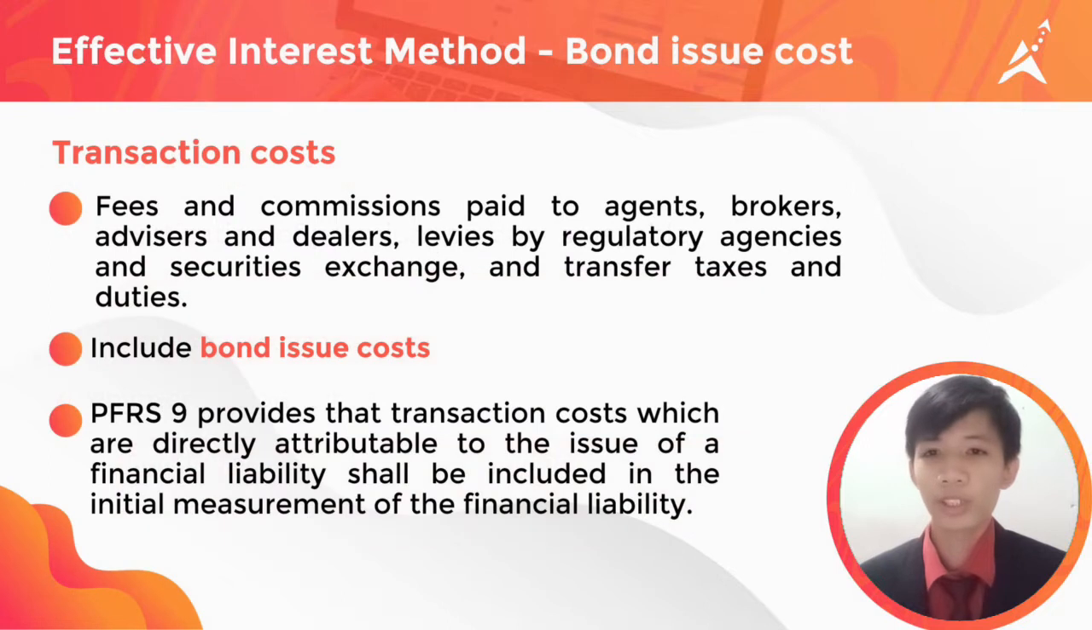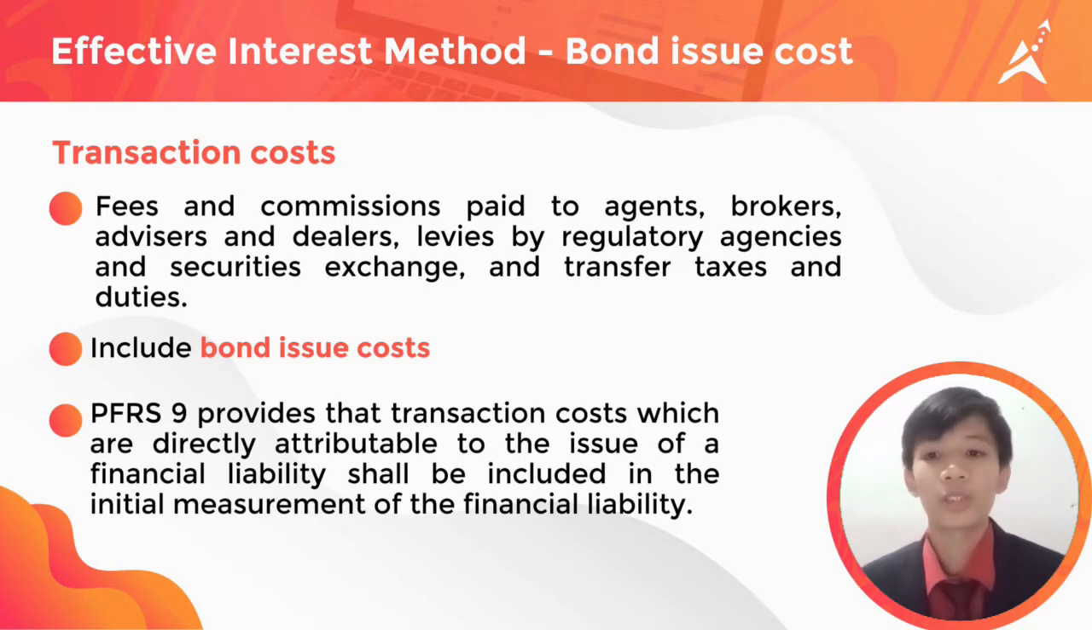Now, I'm going to discuss the effective interest method for bond issue cost. So, before we proceed with the topic, first let me define what transaction costs are. Transaction costs are fees and commissions paid to agents, brokers, advisors, and dealers, levies by regulatory agencies and securities exchanges, as well as transfer taxes and duties. One example of transaction costs is the bond issue cost. According to PFRS 9, transaction costs which are directly attributable to the issue of a financial liability shall be included in the initial measurement of the financial liability.